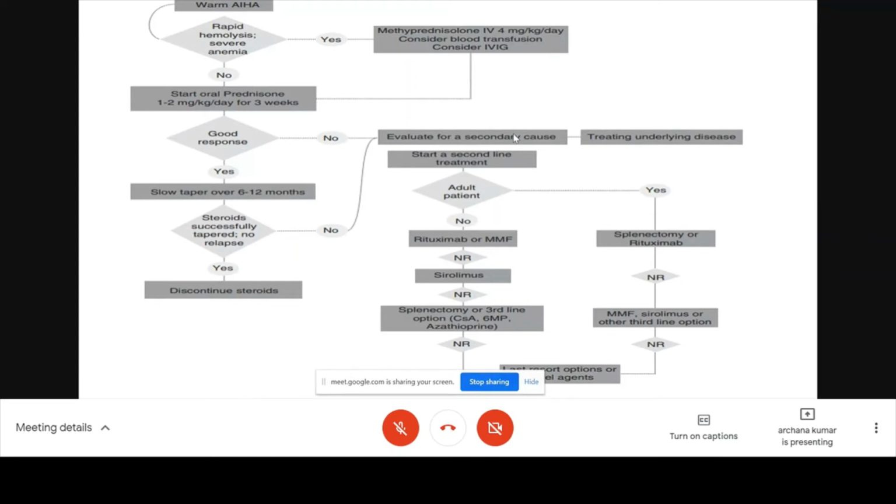Or we can start the second line therapy, which in children we've already said, rituximab or MMF or sirolimus. And later on, third line is splenectomy or cyclosporin A, 6-MP, azathioprine. And then again, if there's no response, then what are the last options which we discussed earlier?